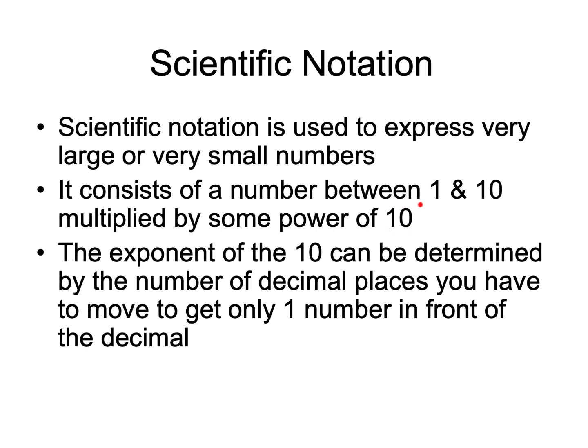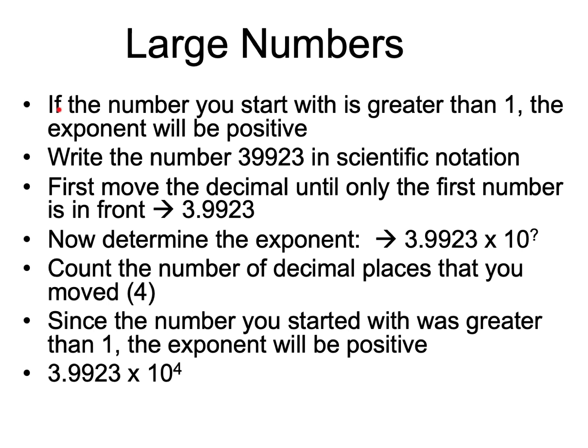10 to the 2, 10 to the minus 3, whatever that is. And the exponent of the 10 can be determined by the number of decimal places you have to move to get only one number in front of the decimal. If the number you start out with, let's say we're talking about large numbers, is greater than 1, the exponent will be positive.